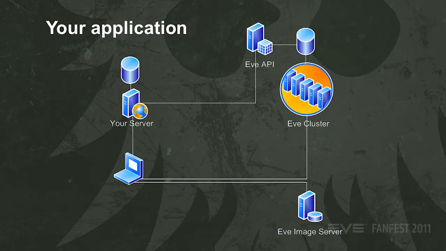So this is what your application will look like, or what a typical application that runs in the client looks like. Your computer connects both to your server through the IGB and then through the Eve cluster, and the IGB and the client itself possibly connect to the Eve image server, and then your server connects to the Eve API.